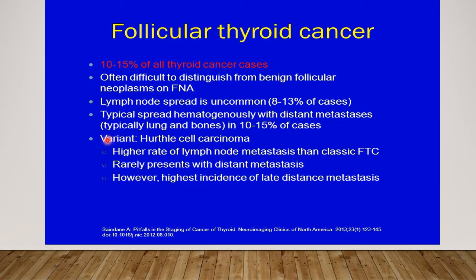The variant Hürthle cell carcinoma is more aggressive, with a higher rate of lymph node metastasis than the classical follicular thyroid cancer. It rarely presents with distant metastasis, however, the highest incidence of late distant metastasis occurs.